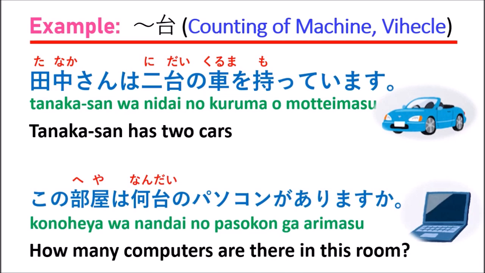And for the second sentence, we noted that 何台のパソコン. 何台のパソコン that means how many computers. パソコン translate to English, it means computer. So when we use the 何台 with パソコン, that means how many computers.